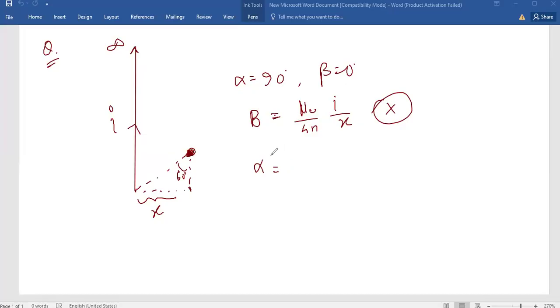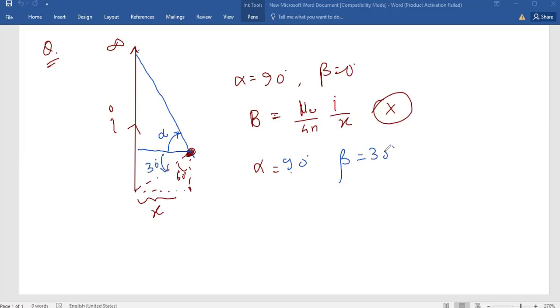Alpha is that angle. Alpha is the angle made by, you see, what is alpha? You join this. Alpha is this. Okay, that alpha will be 90, sir. And beta will be, I think, 30, sir. Yes, right. It is 30.